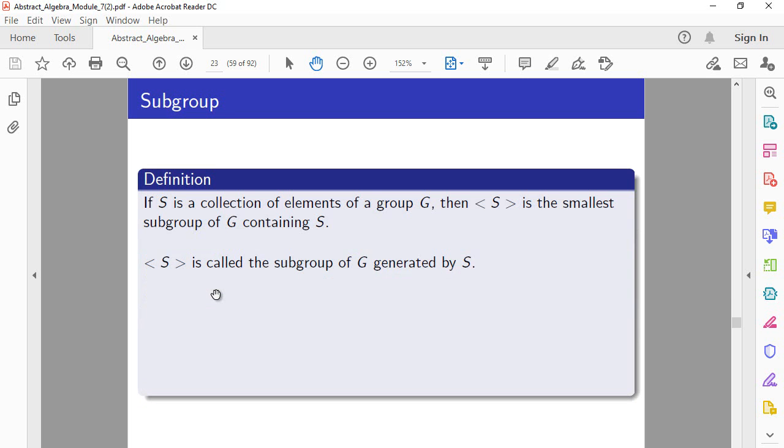Okay, so I'm going to stop my video here. In the next video, we'll be looking at subgroups generated by more than one element.